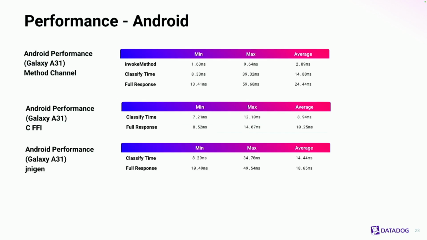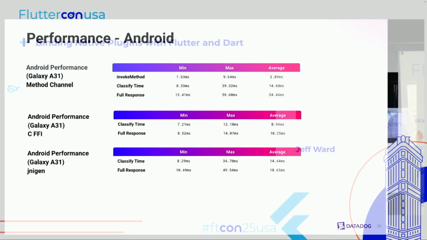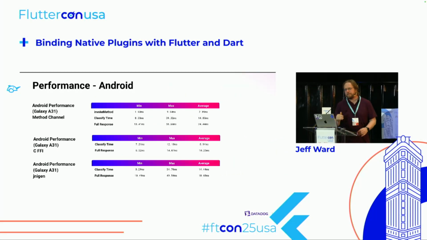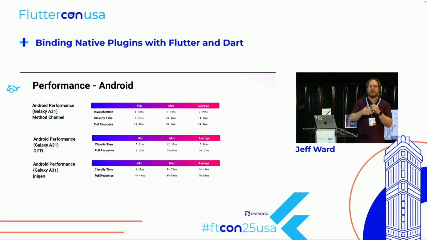On Android, we get a little bit worse. Most of this timing was done pre-3.32, but I tested and it's the same in 3.32. You'll notice that, I think it's because Java just takes a little bit longer to get through that asynchronous queue. So you get a much larger gap on the method channel one. So the classify times, again, are basically all the same, but we get a much faster full response time out of FFI and JNI Gen. And we get a much faster response time out of FFI versus using the C library directly rather than going to Java and then into C for OpenCV.